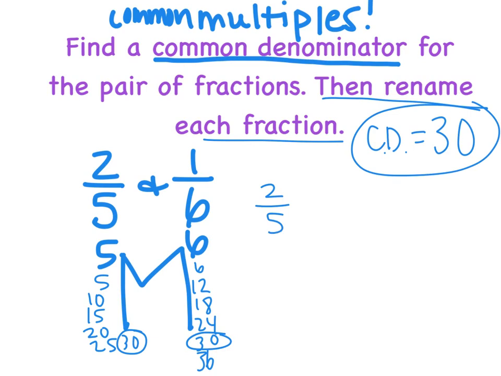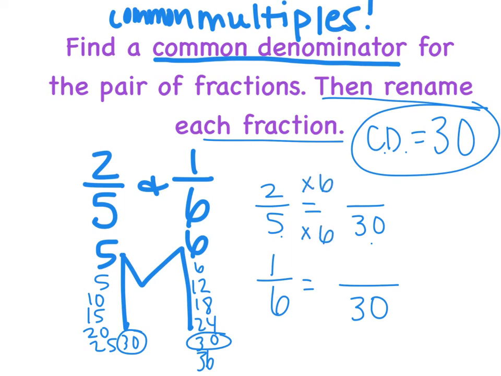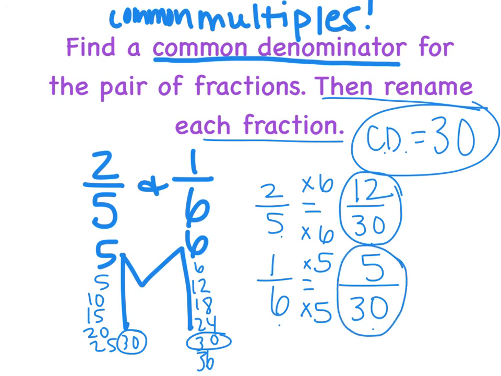So the second part of my answer is taking each of my fractions, 2/5 and 1/6, and turning them into an equivalent fraction that has a denominator of 30. To get from 5 to 30, I need to multiply by 6. So whatever I do to the bottom, I must do to the top. 2 times 6 is 12. So my first fraction, 2/5, would be renamed to 12/30. For 1/6, to get from 6 to 30, I multiply by 5. So I need to multiply the top by 5 as well. 1 times 5 is 5. So 1/6 renamed is 5/30.